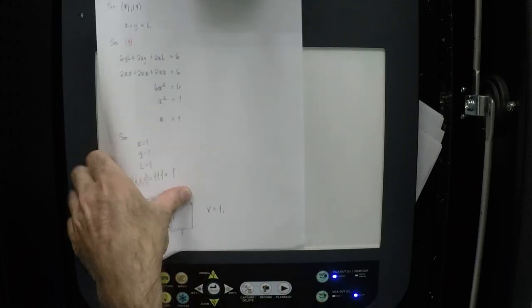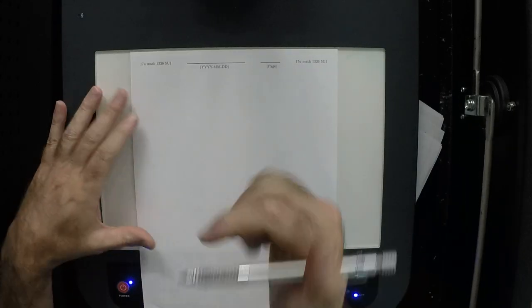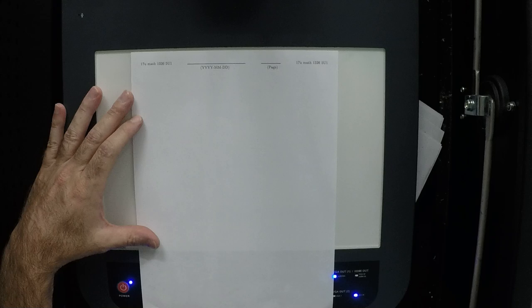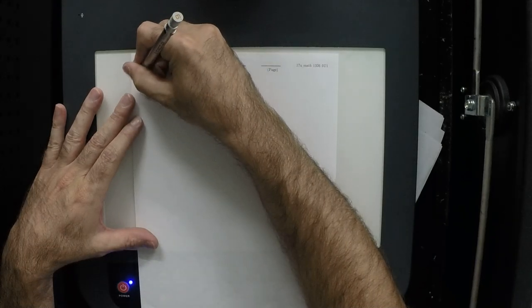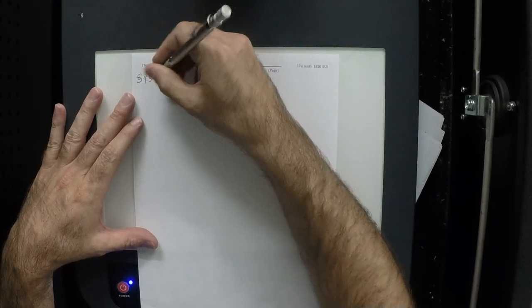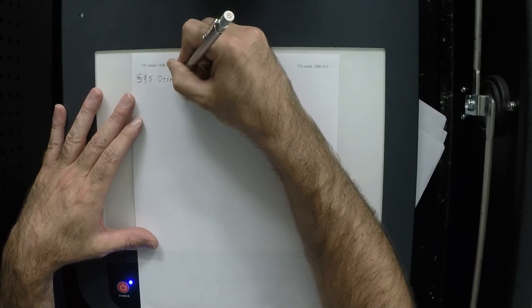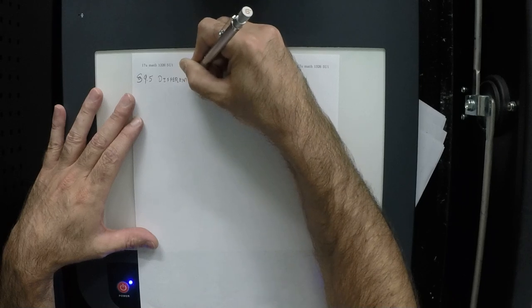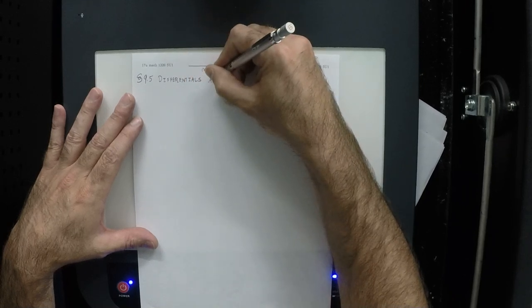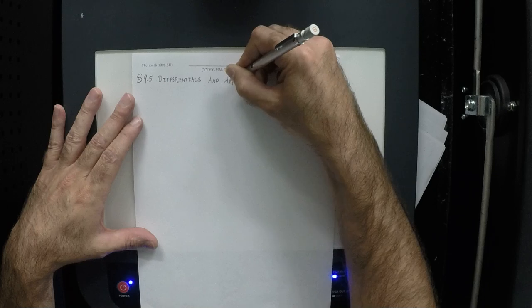Okay, so now we move on to something else entirely. The next section is section 9.5, which is called differentials and approximations.